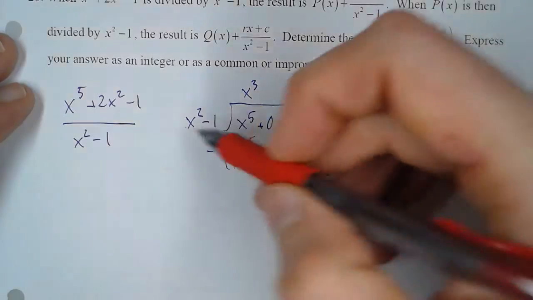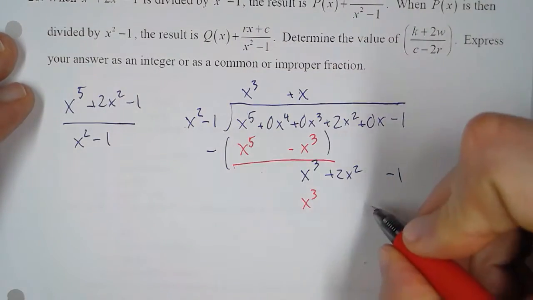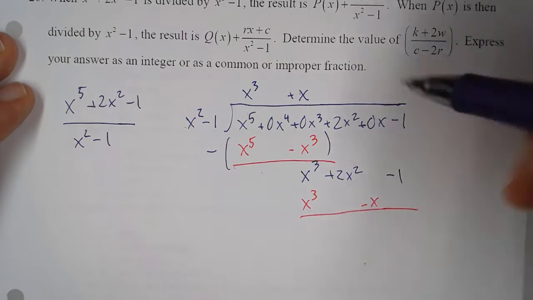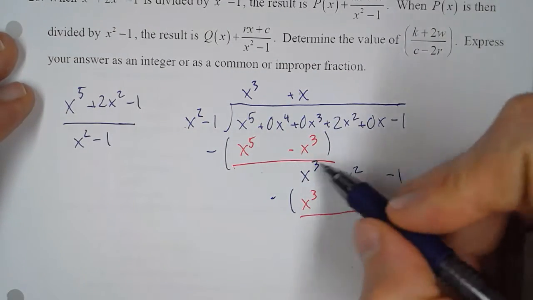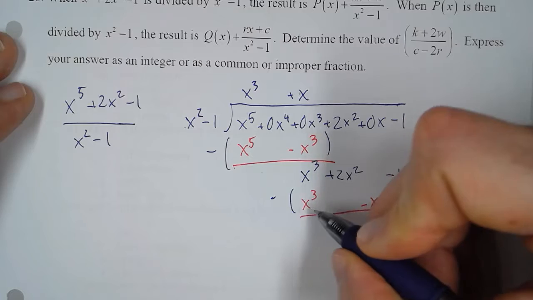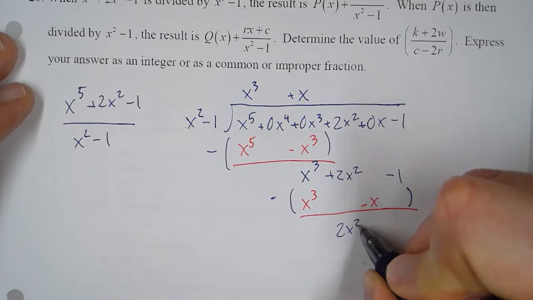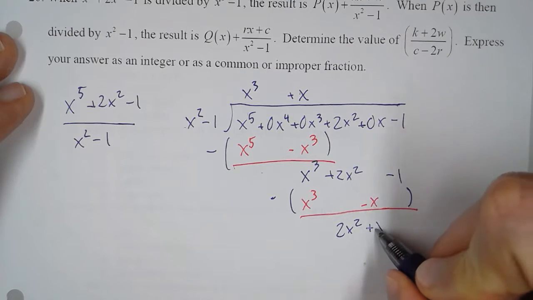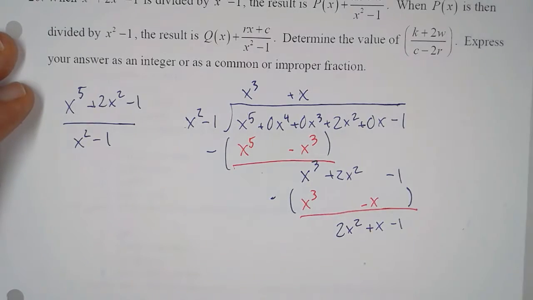So x times x squared is x cubed. X times negative 1 is negative x. Again, we're subtracting this line from the top line. So x cubed minus x cubed is nothing. 2x squared minus nothing is 2x squared. Here it's 0 minus negative x. So that's plus x. Negative 1 minus 0 is still negative 1.